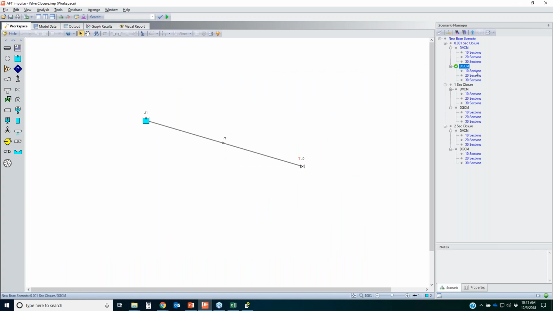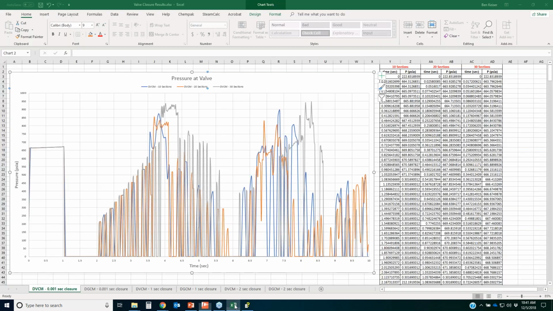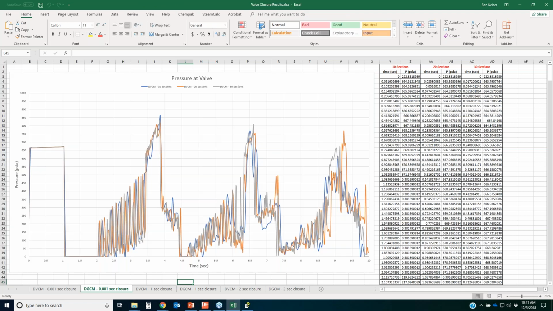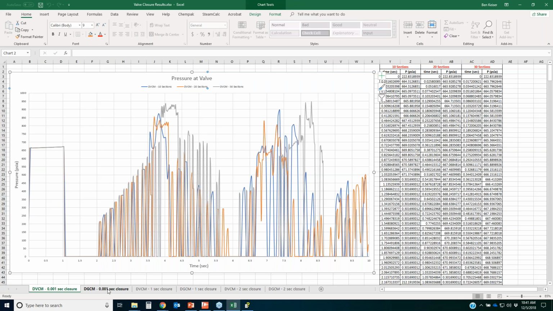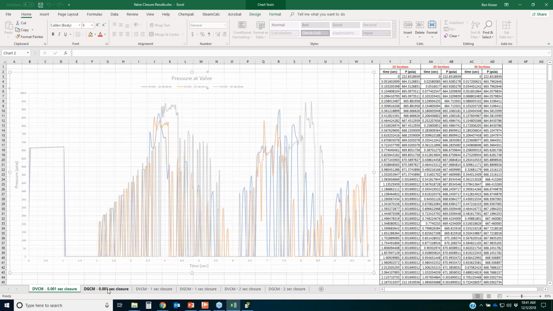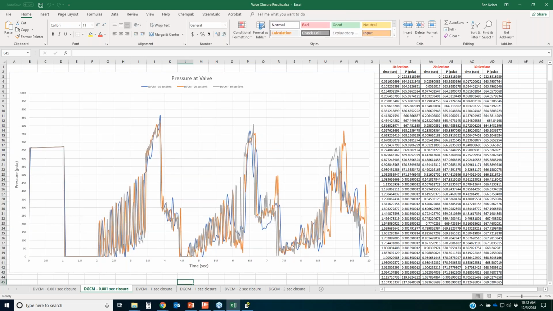So in my impulse model, that would be this family of scenarios. I've got a discrete gas cavity model, 10 sections, 20 sections, and 30 sections. So I already ran the results. I already put the results into my spreadsheet, so I'm just going to go right to it. Here's my discrete gas cavity model results. As you can see, it looks slightly different than the vapor cavity model, and it's a lot more stable. The cavitation happens a lot less, where the pressure is actually at vapor pressure, with the gas cavity model than the vapor cavity model.